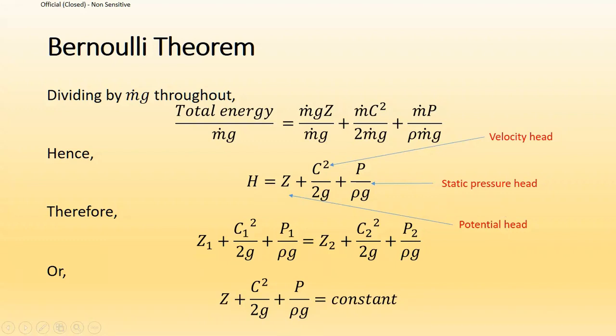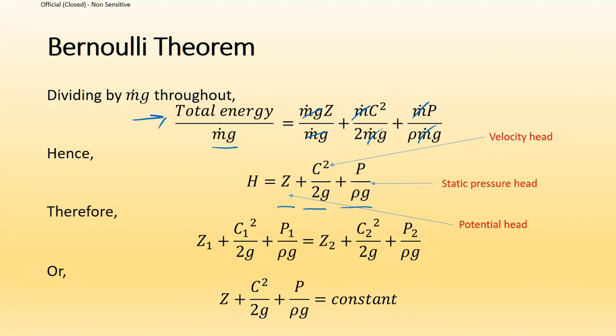We are going to do some simplification. From the total energy, we divide throughout by m dot g, m dot being the mass flow rate and g being 9.81. Once we divide, the m dot g cancels for the first term, m dot cancels for the second term, and m dot cancels for the last term. So we are left with z plus c square over 2g plus p over rho g.